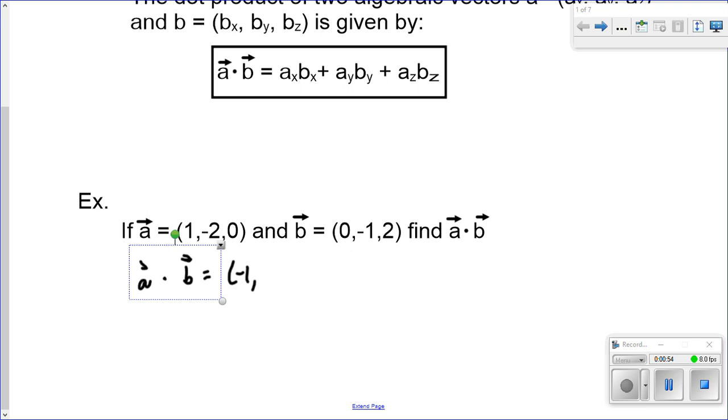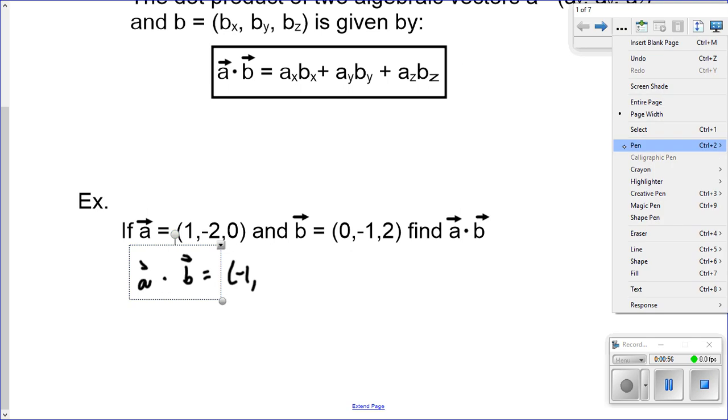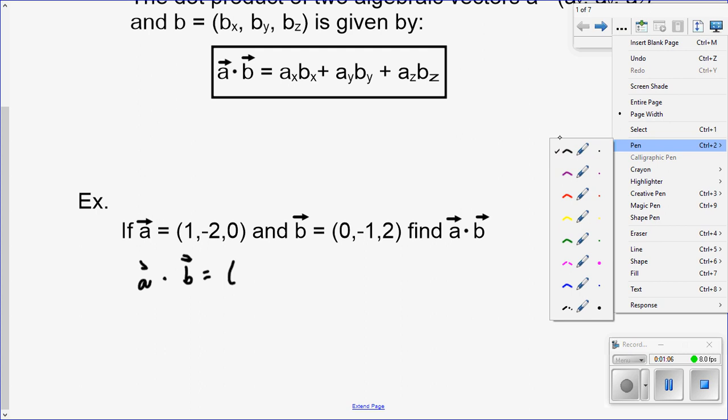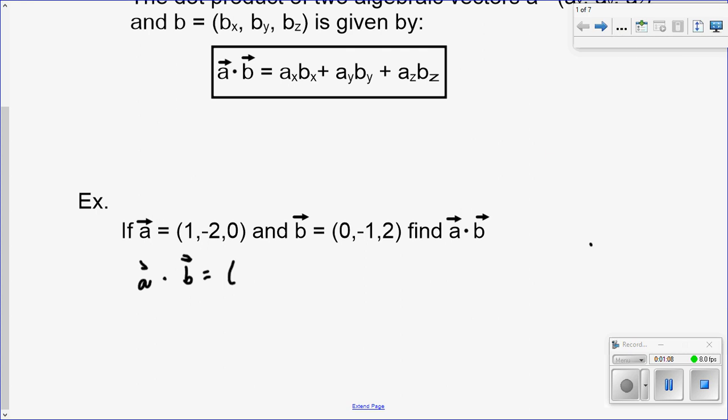Oh, sorry, it's not -1. I didn't look at this closely enough. Okay, so it's +1. I'll have to copy the vector statement here. So a vector is 1, -2, and 0. And I'm going to dot that with the vector 0, -1, and 2.